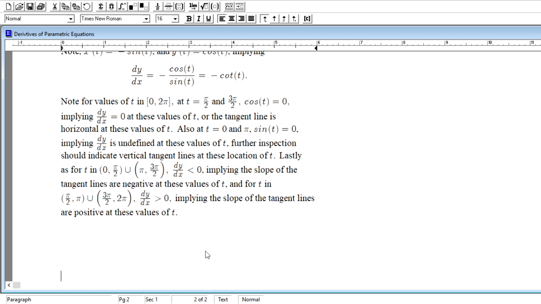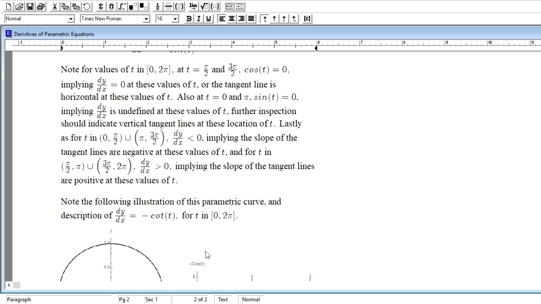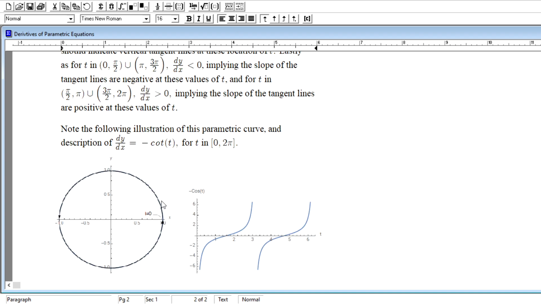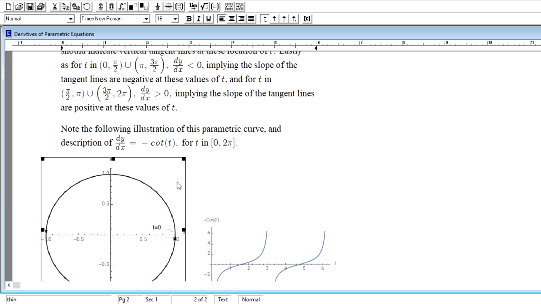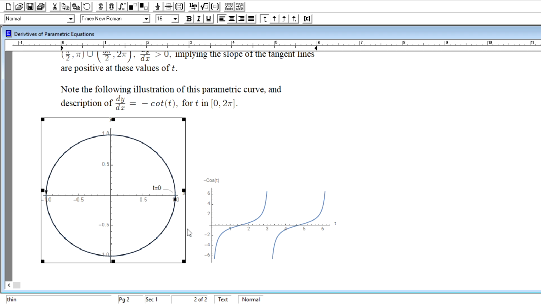Right? Looking at the graphs of both this parametric curve and the description of those slopes, we will see this described behavior above. Here is that curve. Here is our location on that curve, the parametric curve, where t equals 0. And we can see as we move in the positive direction, starting at 0, this would be pi over 2, pi, 3 pi over 2, and back to 2 pi.